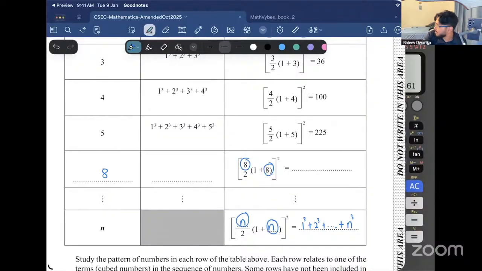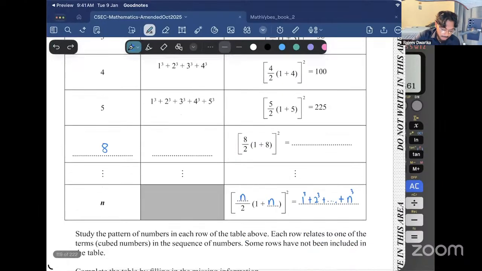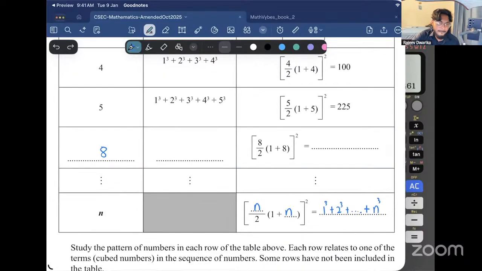Exactly, right? It's there. Cool. And so what would the sum look like? So 1 cube plus 2 cube plus 3 cube plus 4 cube plus 5 cube plus 6 cube plus 7 cube plus 8 cube.